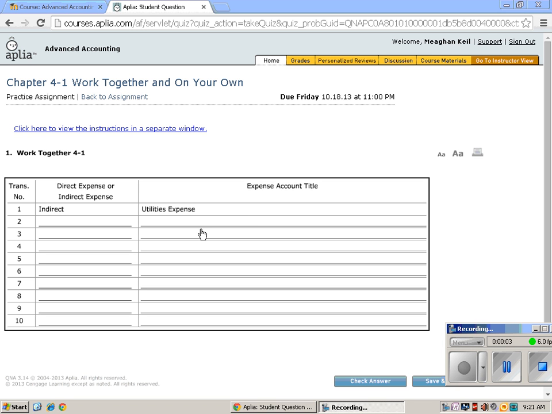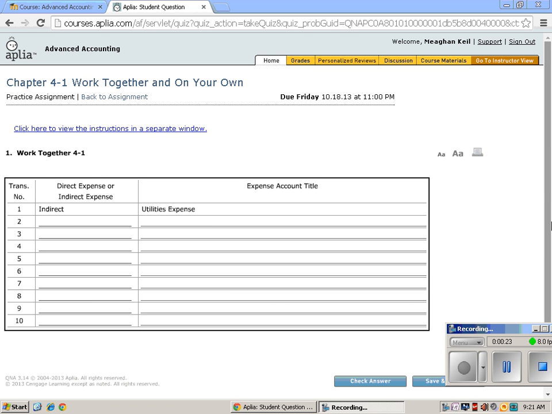We're going to start chapter 4. I'm just going to warn you, chapter 4 is going to take us a long time. It's super long, but you'll have plenty of time to get through it. It really is finishing the whole accounting cycle in one chapter. So with that being said, we're going to start with 4.1 Work Together. It's on page 91 of your textbook.